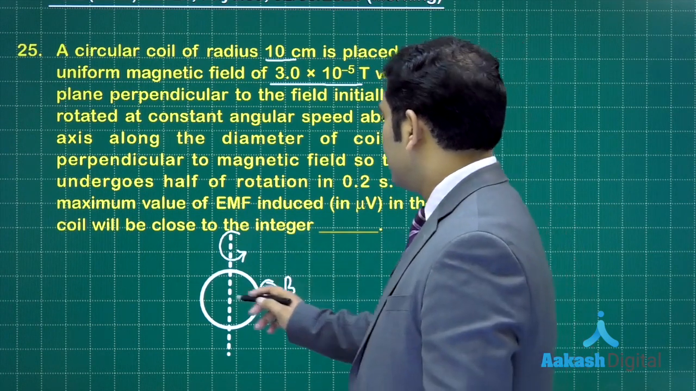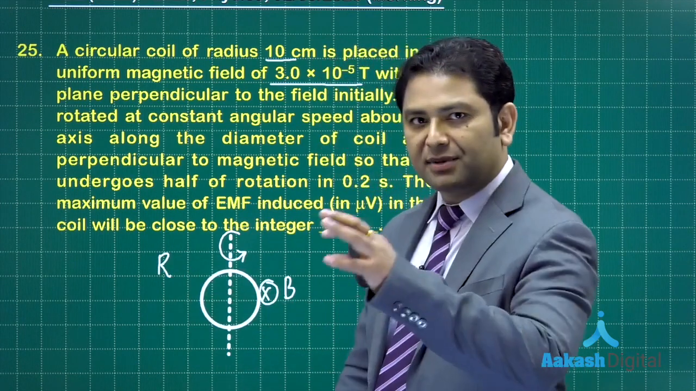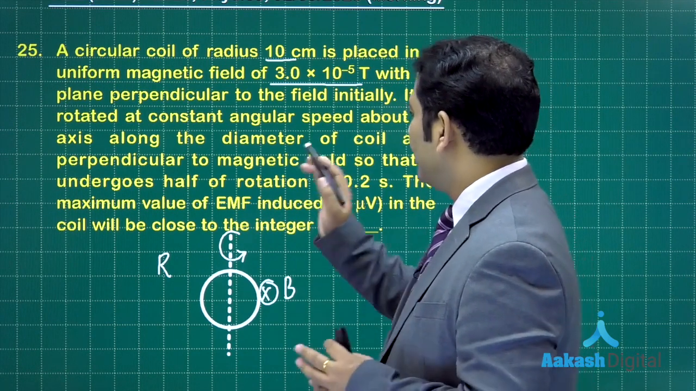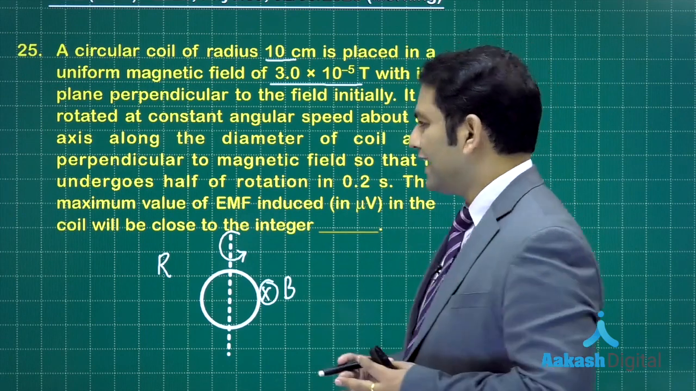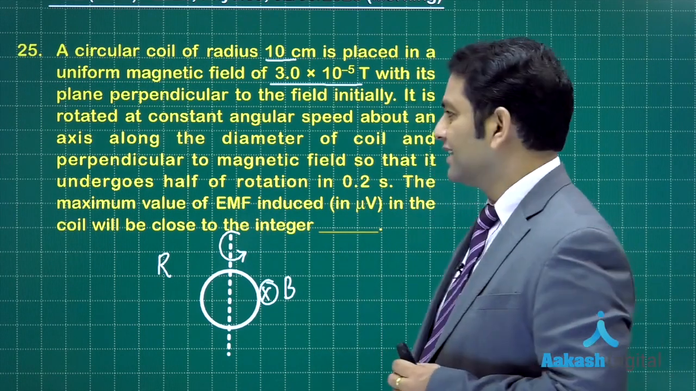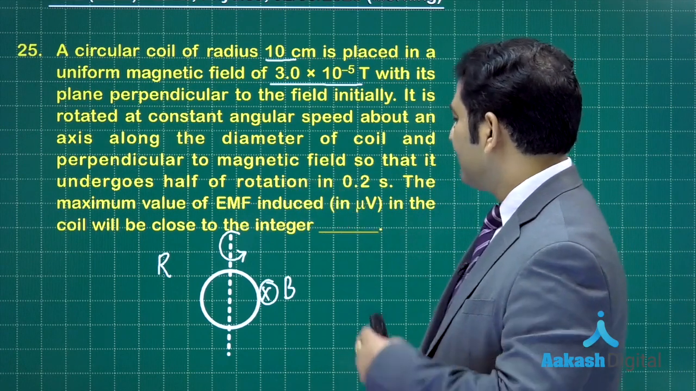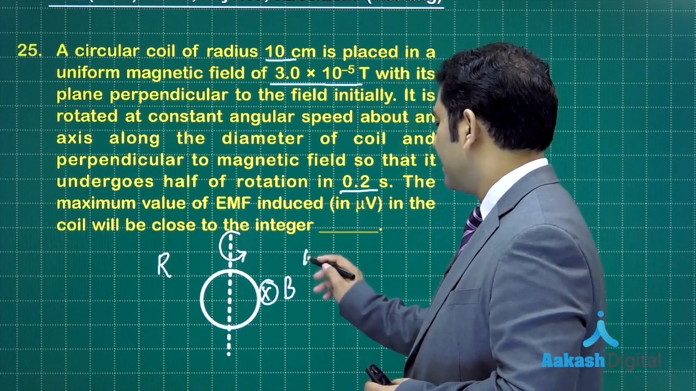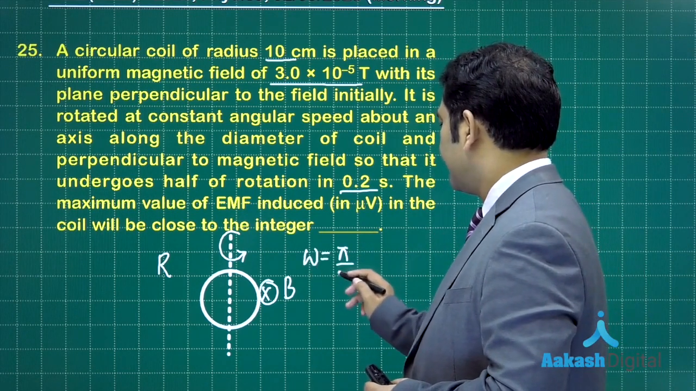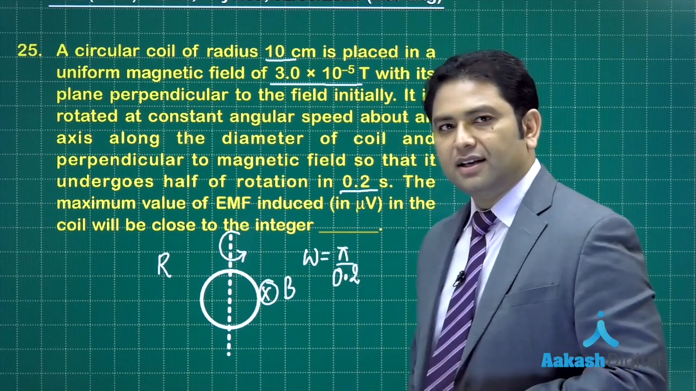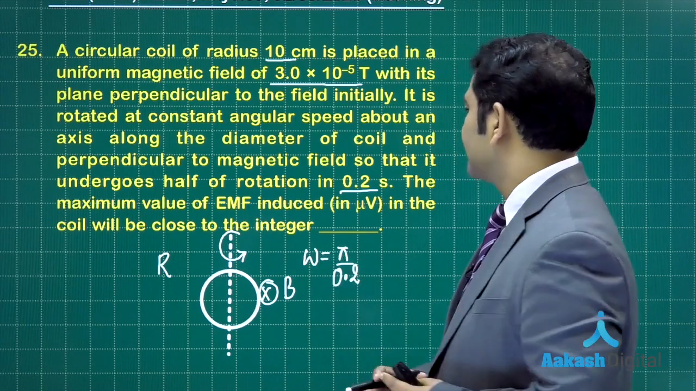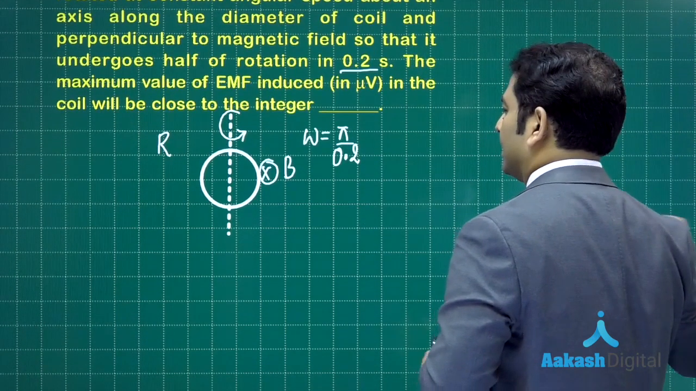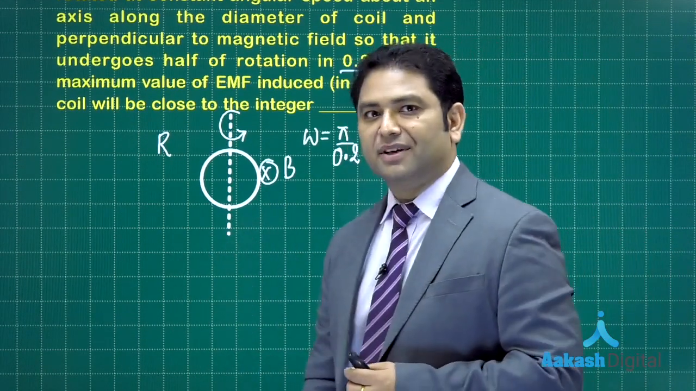Now let's see, the radius r has been given. Let me pick up the variables first. The magnetic field is given, and we need to calculate omega. For that, a little bit of exercise has to be done. It says that it makes half of the rotation in 0.2 seconds. So quite obviously omega can be calculated as pi divided by 0.2. That means essentially omega is also known. We need to calculate the maximum value of EMF induced in microvolt, in other words, the amplitude of the EMF.